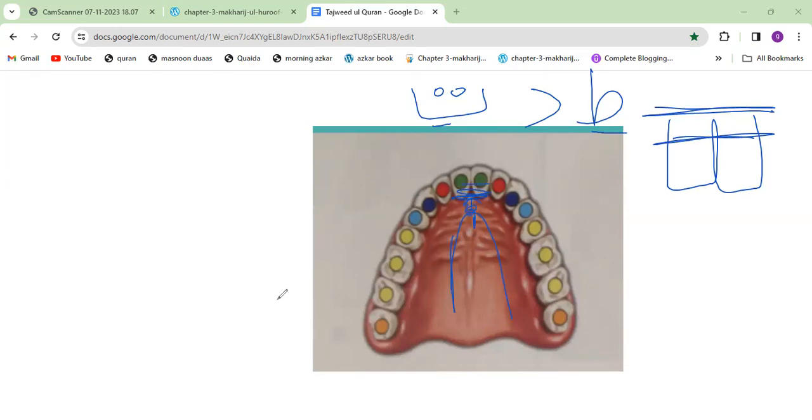Okay? And don't forget to make the twa with the heavier sound and tha with more of a lighter sound. Okay? Say it. To, dal, ta. This is the second group.